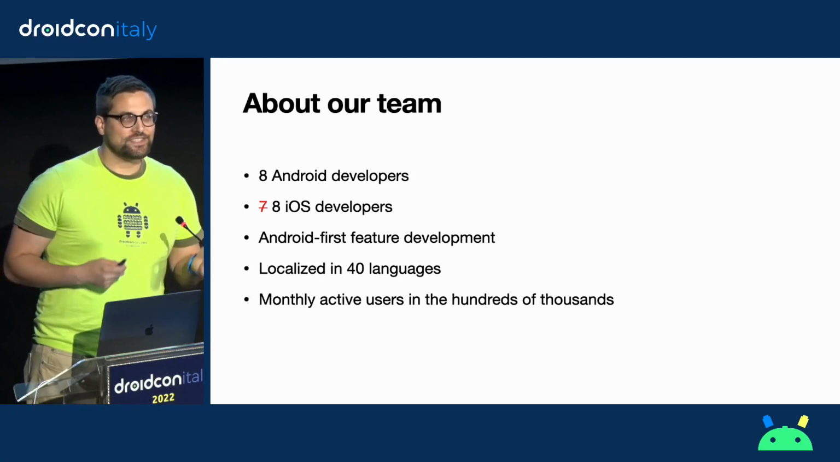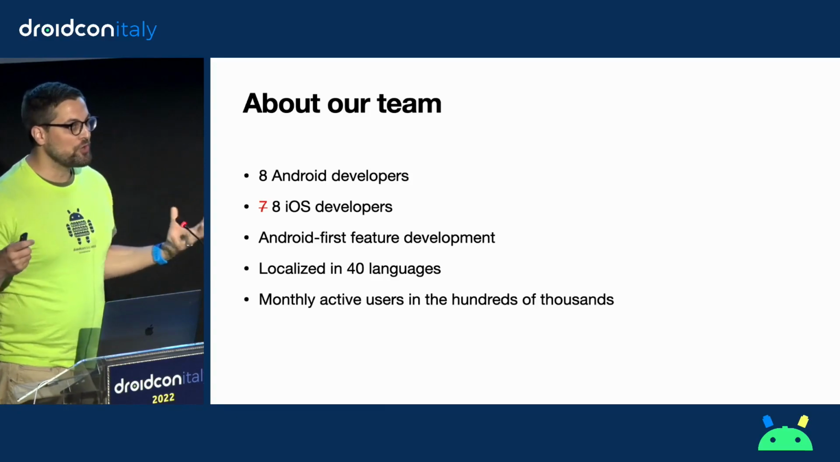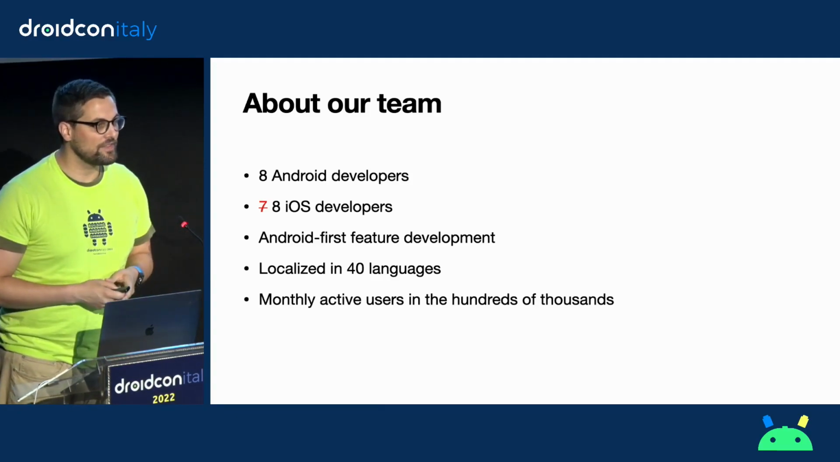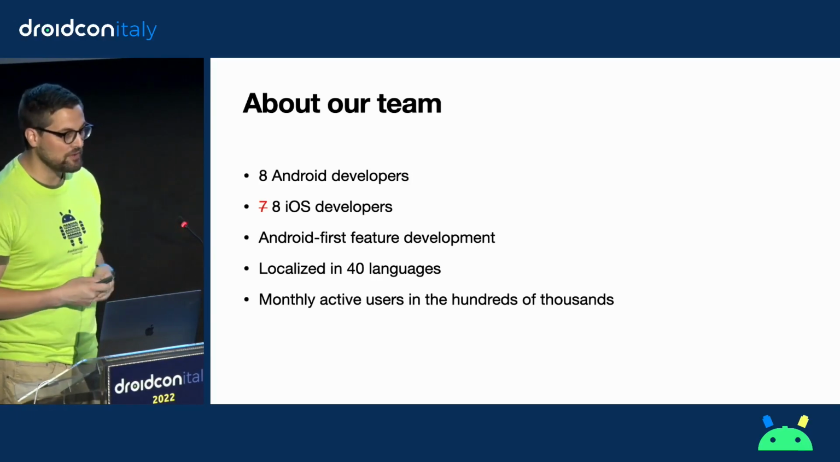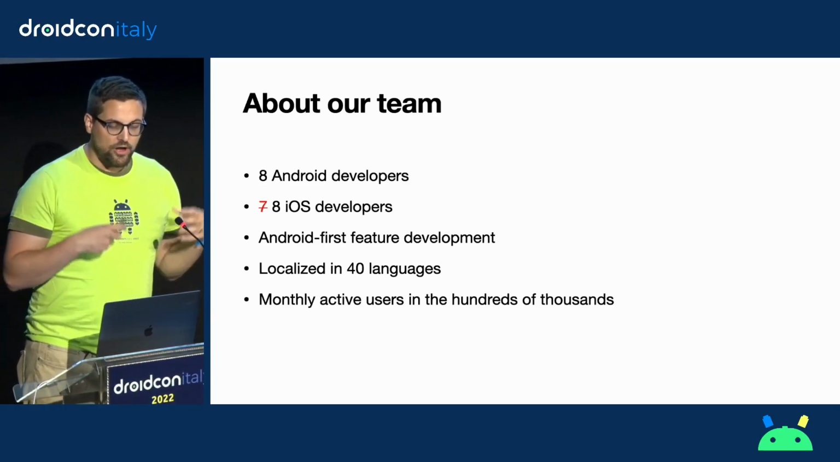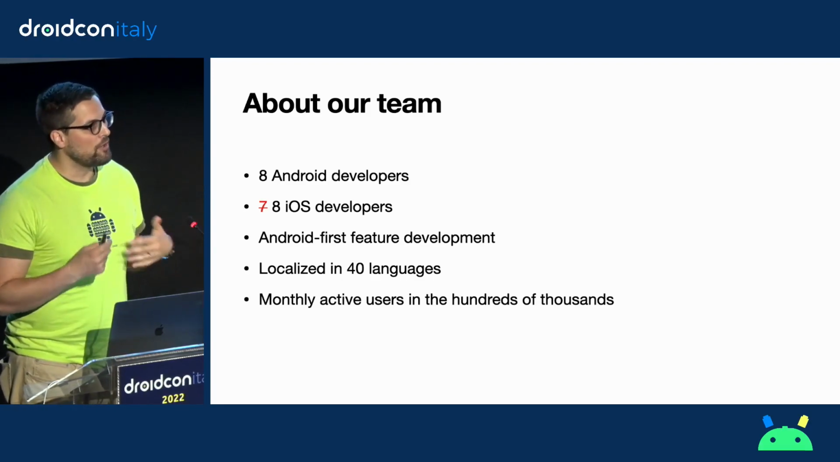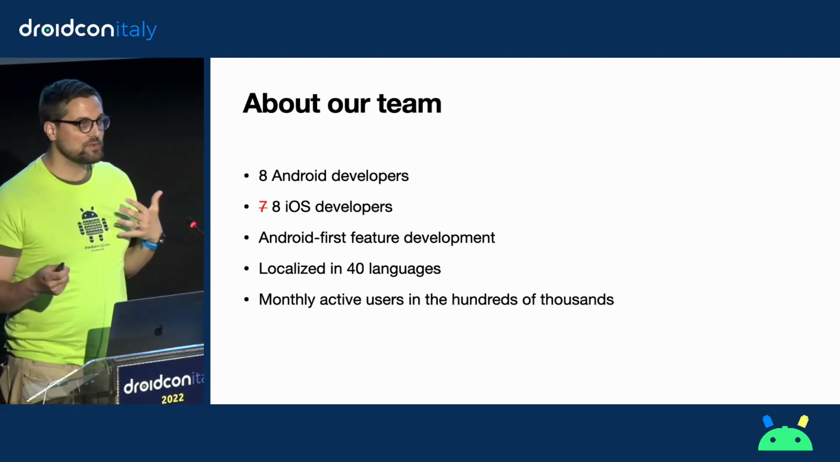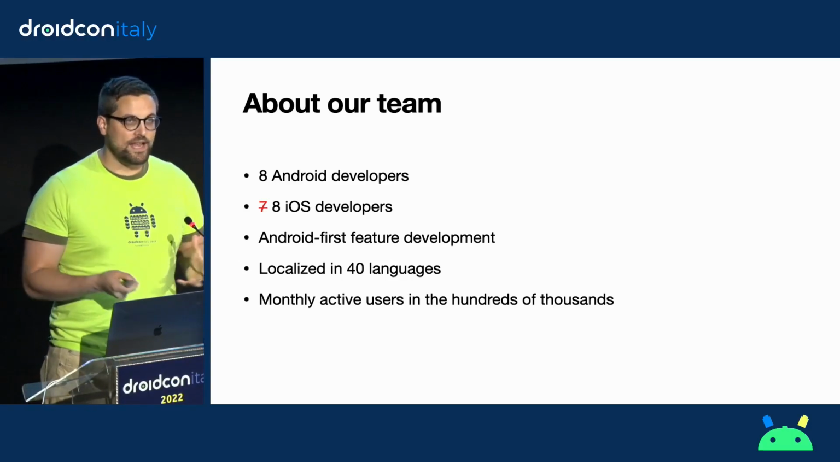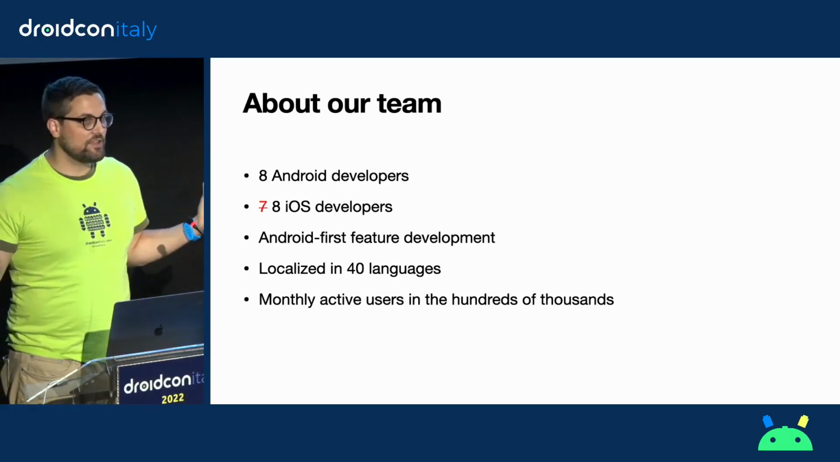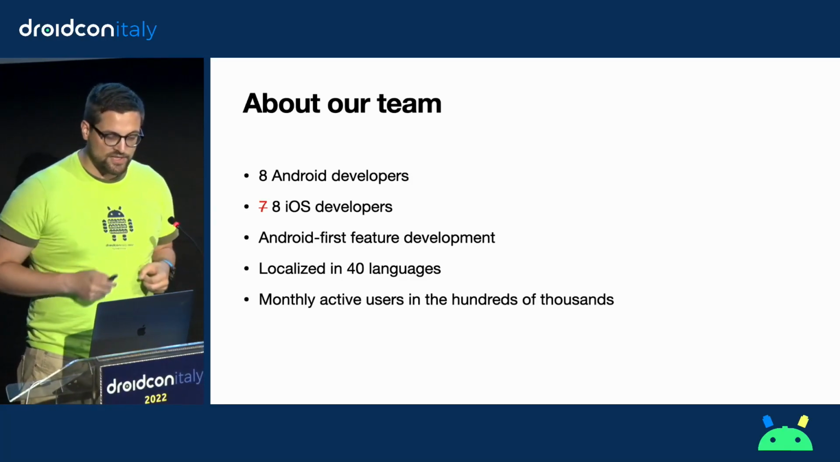We are kind of in an interesting position that I'm sure a lot of this group could appreciate. We actually tend to build a lot of things Android first, which is not often the case, but I think that is relevant in a Kotlin Multiplatform discussion. We are localized in 40 languages. We have monthly active users in the realm of several 100,000. So we're not a really tiny team by any means, but we're also not working at the scale of hundreds of developers either. So we're kind of in a sweet spot there.